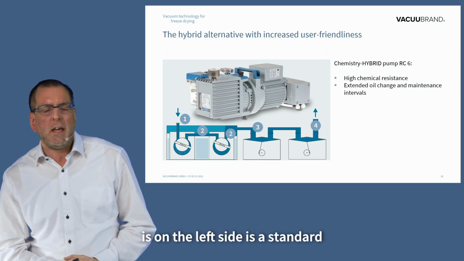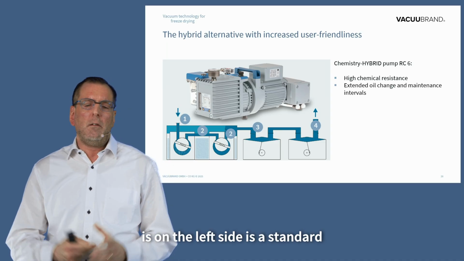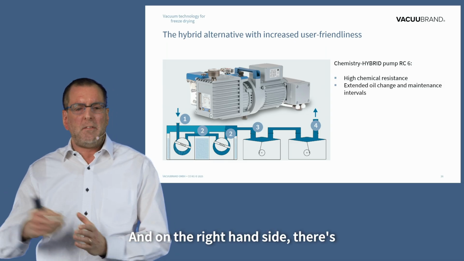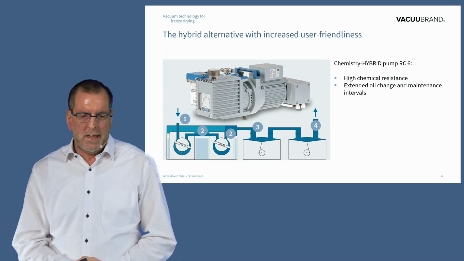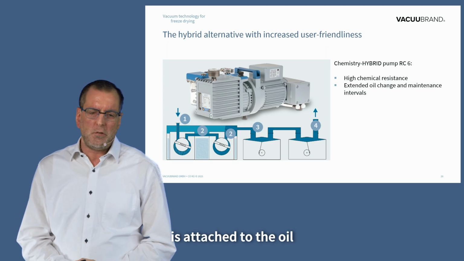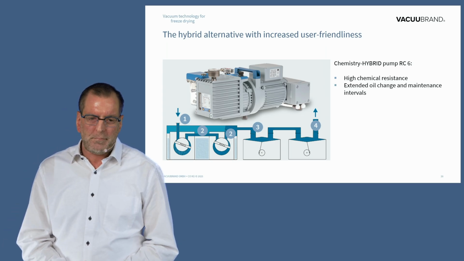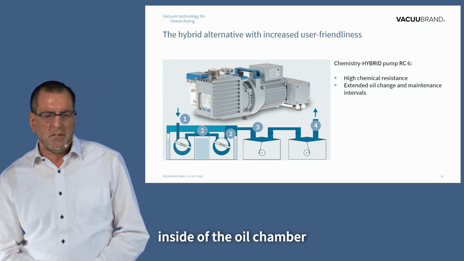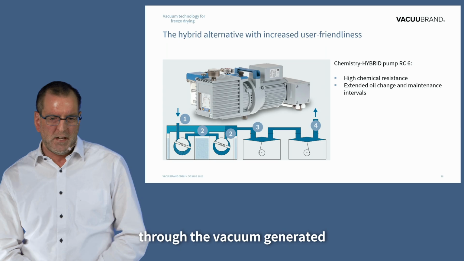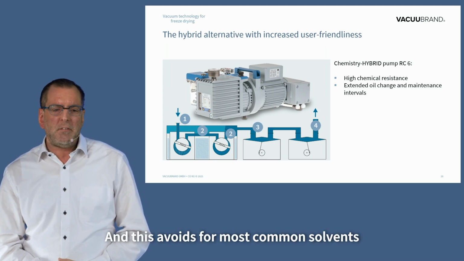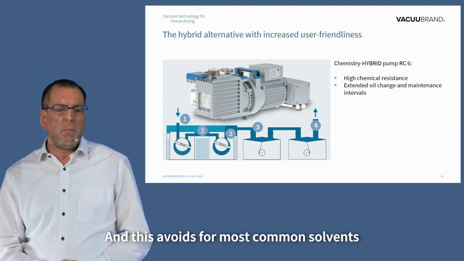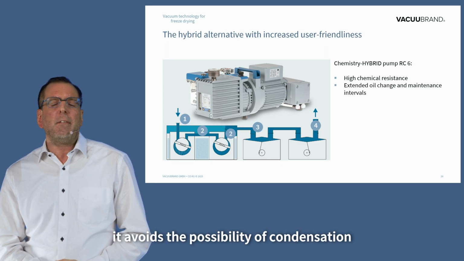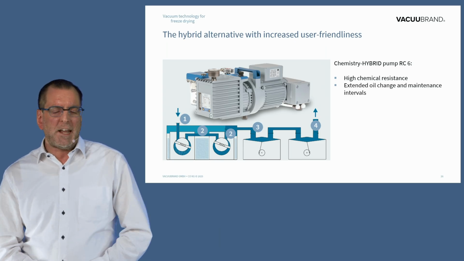What you see here on the picture is, on the left side, a standard conventional rotary vane pump unit. And on the right hand side, there's a chemical resistant diaphragm pump. And this chemical resistant diaphragm pump is attached to the oil chamber of the rotary vane pump. And this brings certain benefits. On one hand, we lower the pressure inside of the oil chamber through the vacuum generated by the diaphragm pump. And this avoids, for most common solvents, such as water or other organic solvents, the possibility of condensation inside of the oil unit.